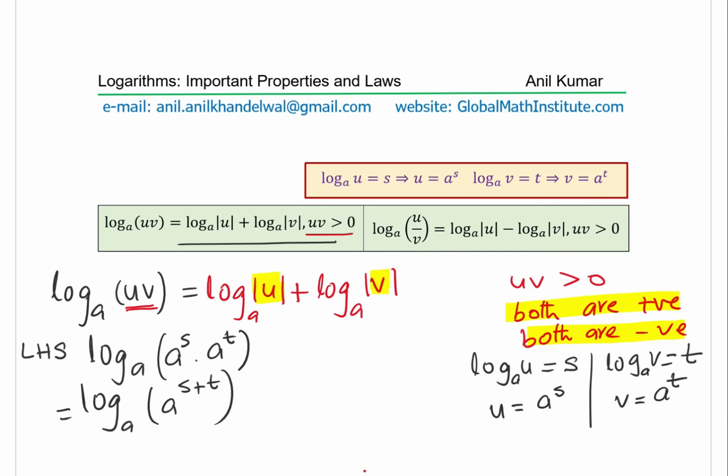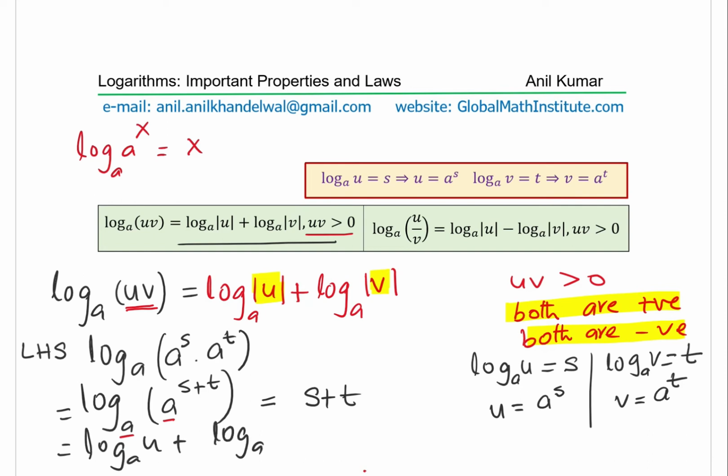Right? And what is that equal to? Well, this is equal to just s plus t. We learned earlier the formula, which is one of the properties of logarithms: log to the base a of a to the power of x is basically x. So in this particular case, you can see these two a's and x is s plus t. So what we get here is s plus t. Now what is s and what is t? Well, s is log to the base a of u and t is log to the base a of v.